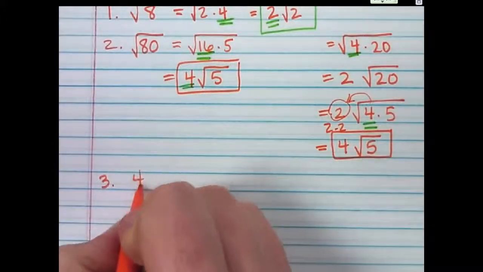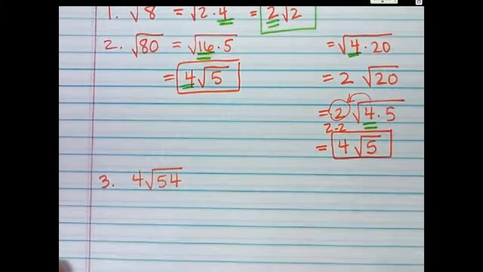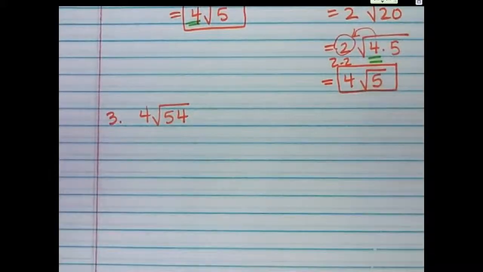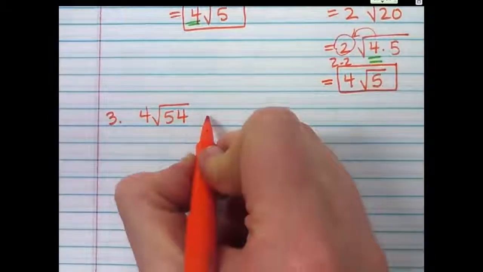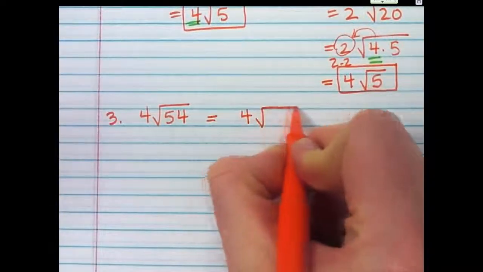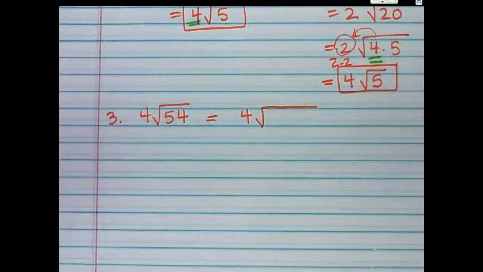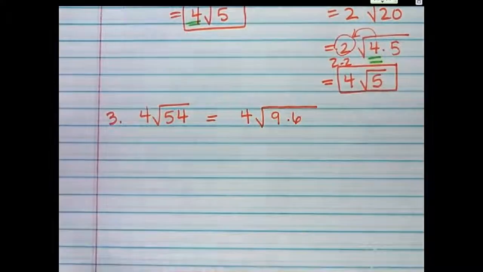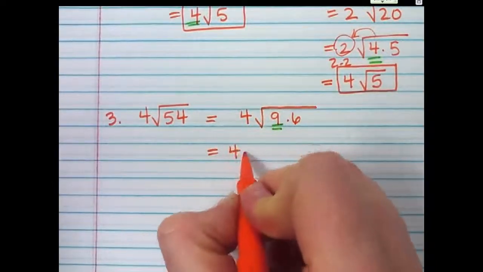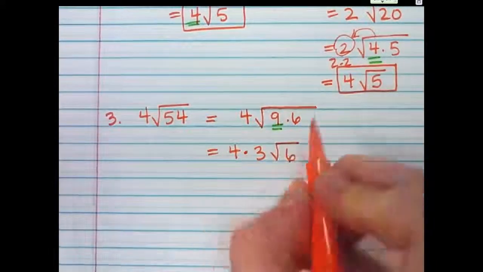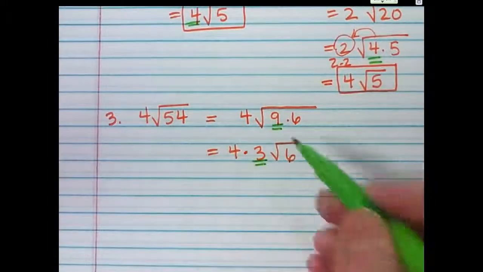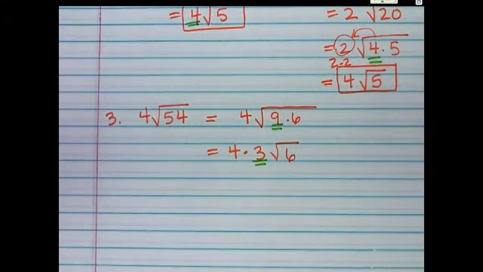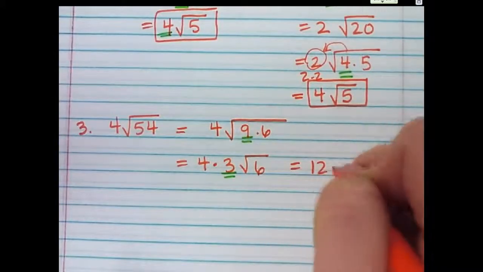All right, number 3. 4 times the square root of 54. So the 4 just stays on the outside. 9 times 6. I take the square root of 9, which is 3, and I'll write it out here so you see what happens to it. Then you just multiply the outside numbers together. So my answer is 12 square root 6.